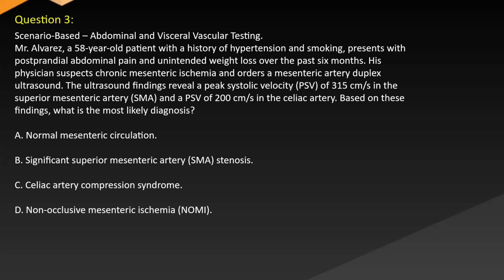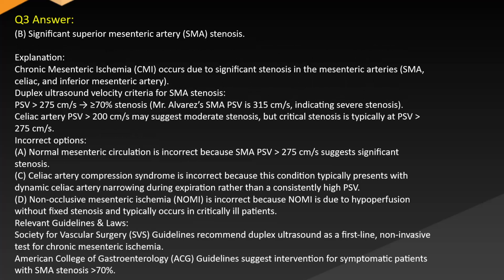A. Normal mesenteric circulation. B. Significant superior mesenteric artery (SMA) stenosis. C. Celiac artery compression syndrome. D. Non-occlusive mesenteric ischemia (NOMI). Answer: B. Significant superior mesenteric artery (SMA) stenosis.